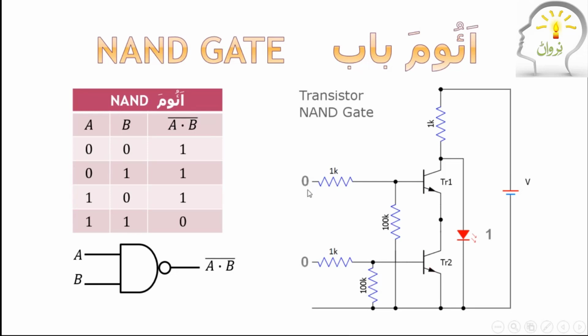So if base voltage is high, then transistor will be closed, a closed switch. If base input is low, transistor will be an open switch. So if any one of these two switches is open, output will be high. Output will be low when both switches are closed.